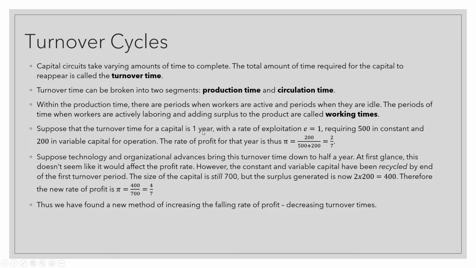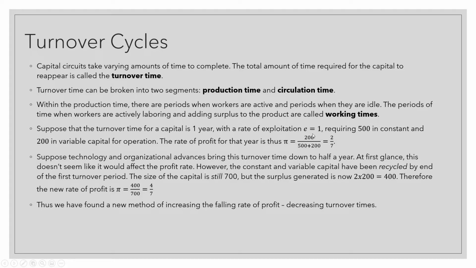The reason this is significant to us is, obviously, this is a pretty fundamental thing, but let's suppose that the turnover time for a capital is one year, and that the rate of exploitation is 1. So if the capitalist purchases an hour of time, they get an hour of time for free. And the capital has a size of 500 plus 200, 700: 500 in constant capital, 200 in variable capital.